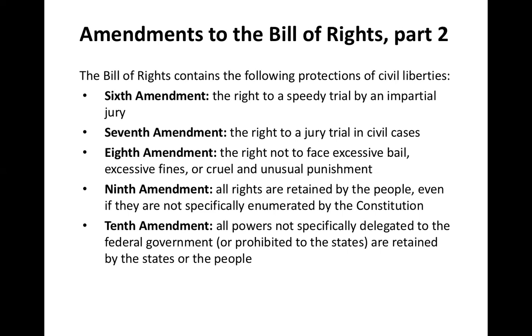The Seventh Amendment says we have a right to a jury trial in civil cases. So a civil case is not going to be a criminal case. What it's going to be is like a personal injury, a car accident, or if you're suing somebody, you do have a right to a jury there. The Eighth Amendment says you can't have excessive bail, excessive fines, or cruel and unusual punishment. That's where you're going to see a lot of death penalty litigation.